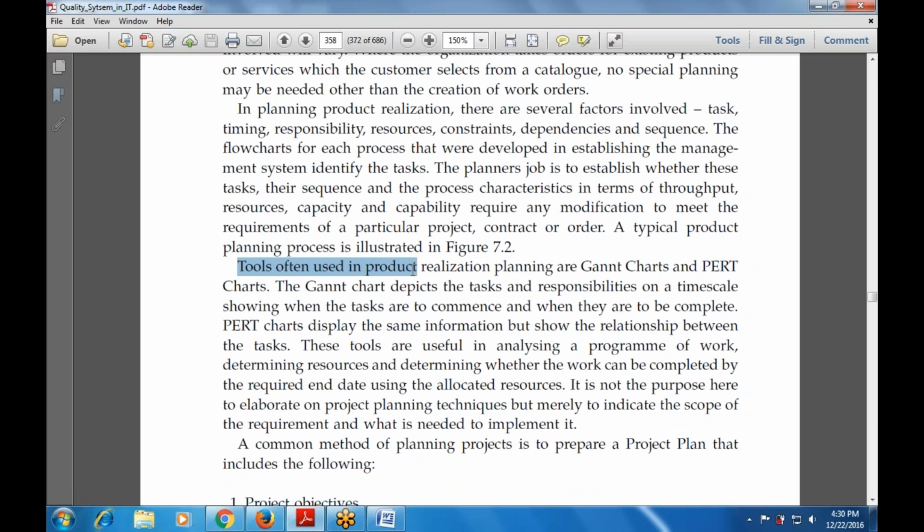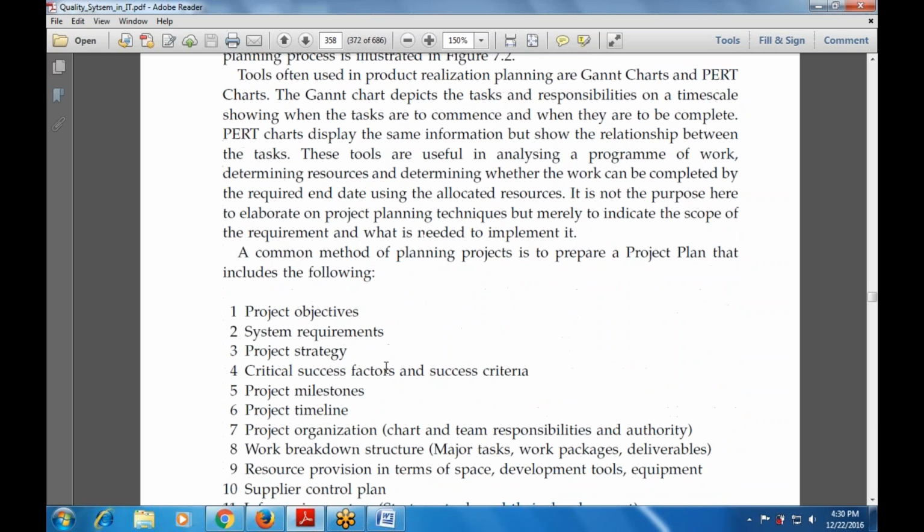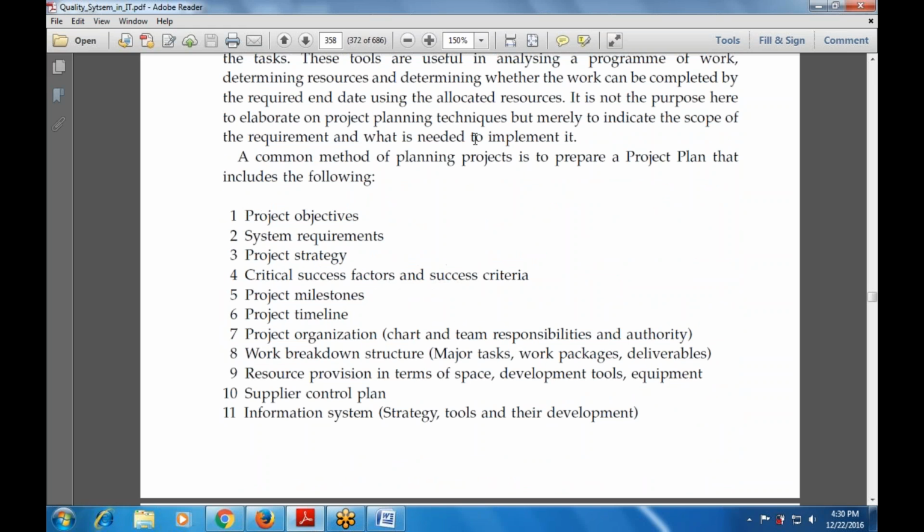And these tools that will be used in the product realization planning are the Gantt chart and the PERT chart. Now, what is the full form of PERT chart? That is the Project Evaluation and Review Technique. And these are the various common methods of planning the project, that is, to prepare a project plan, and it includes the following.